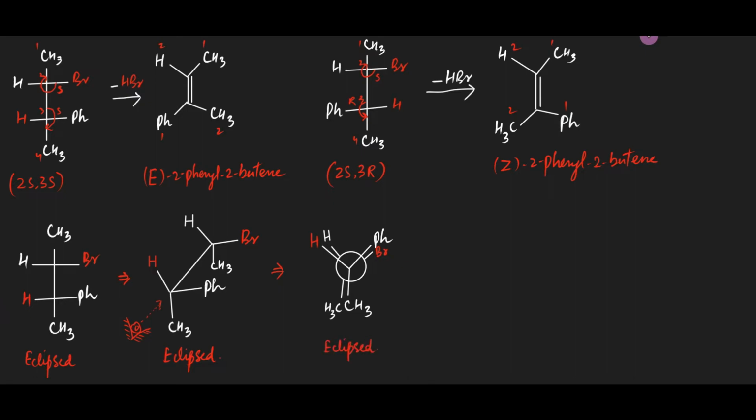For elimination to take place, leaving group and beta hydrogen must be anti. Therefore, we rotate the back carbon by 60 degrees, so that red bromine is exactly anti to red beta hydrogen.